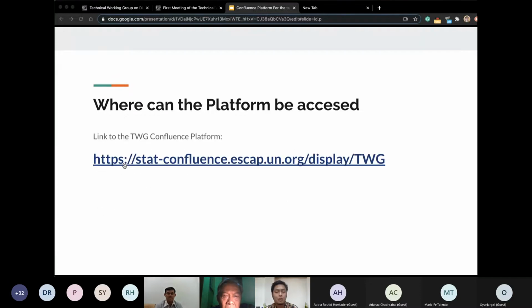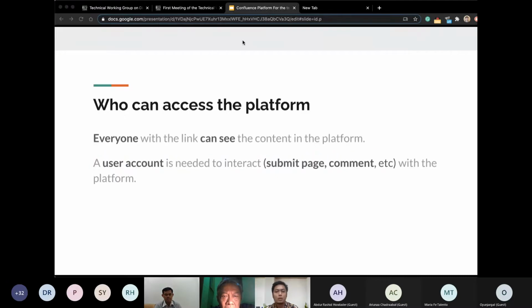So moving on to the next slide, where can the platform be accessed at the moment? It is sitting on the UNESCO Confluence link. I think Maria will show you the link later in the chat box. So this is the link to the Confluence platform. At the moment, everyone without a user account can see any content in the platform. But if anyone wants to contribute or share their ideas or comments, they need to have a user account that will enable them to comment or submit new pages or ideas to the platform.